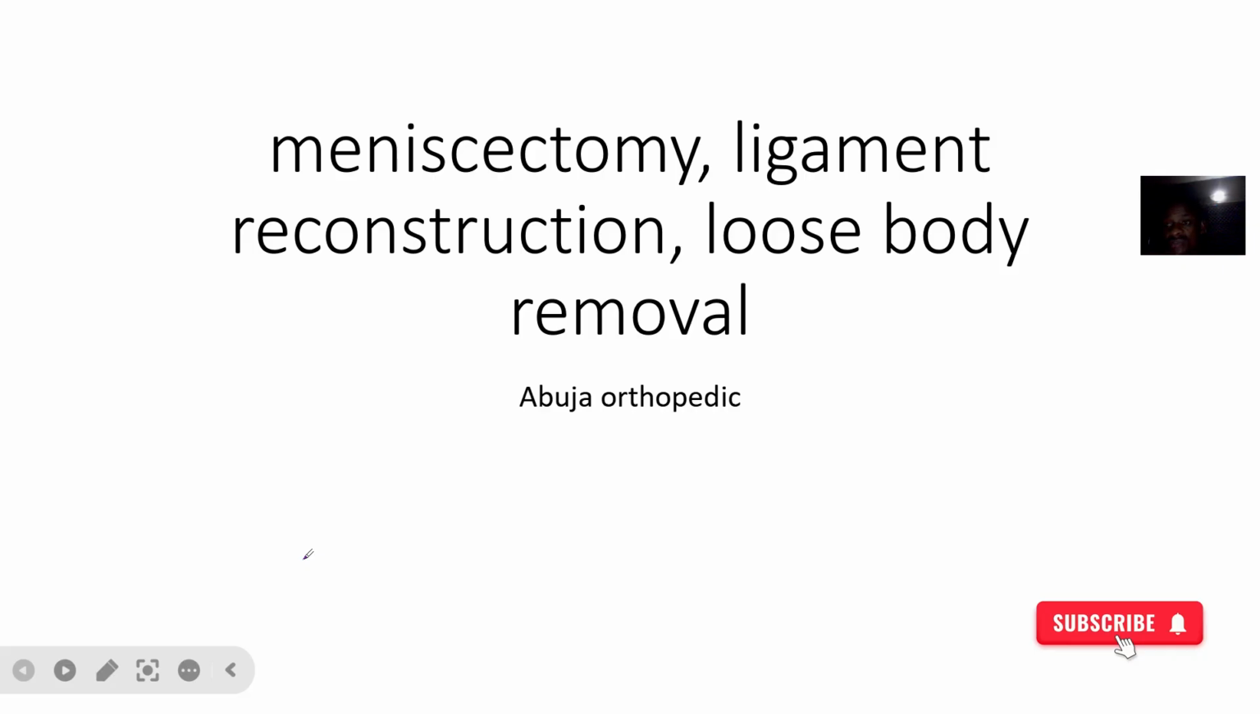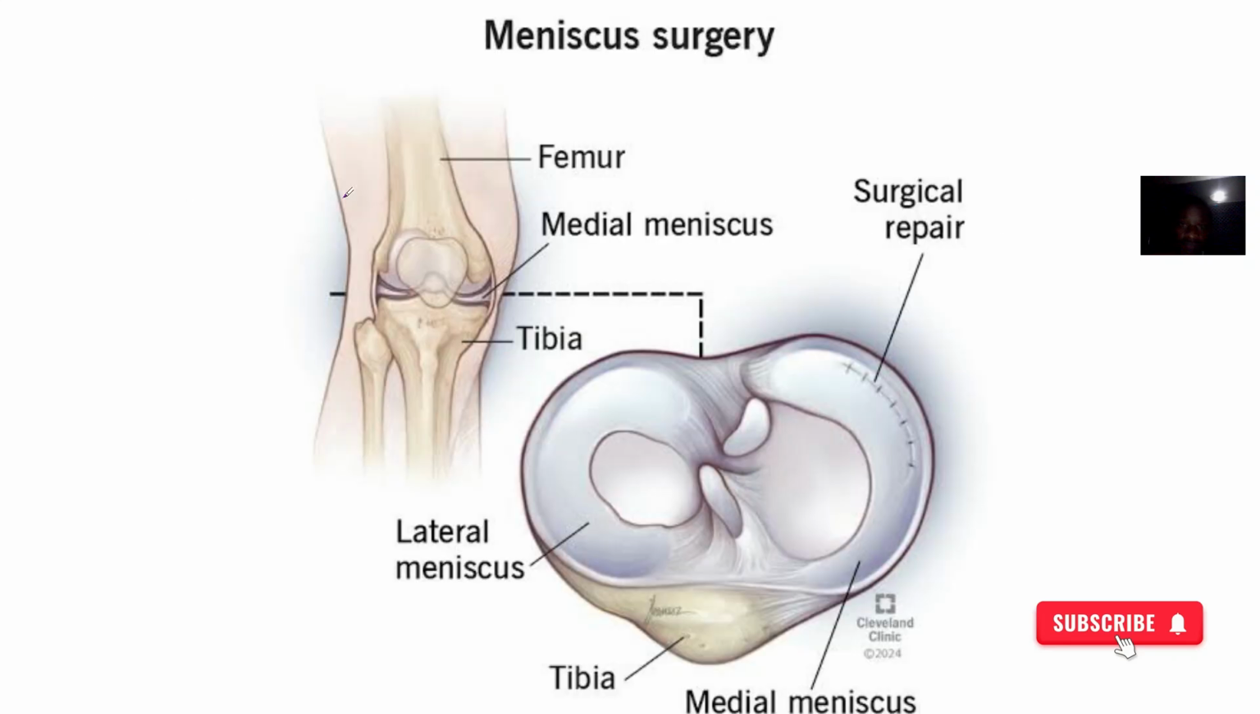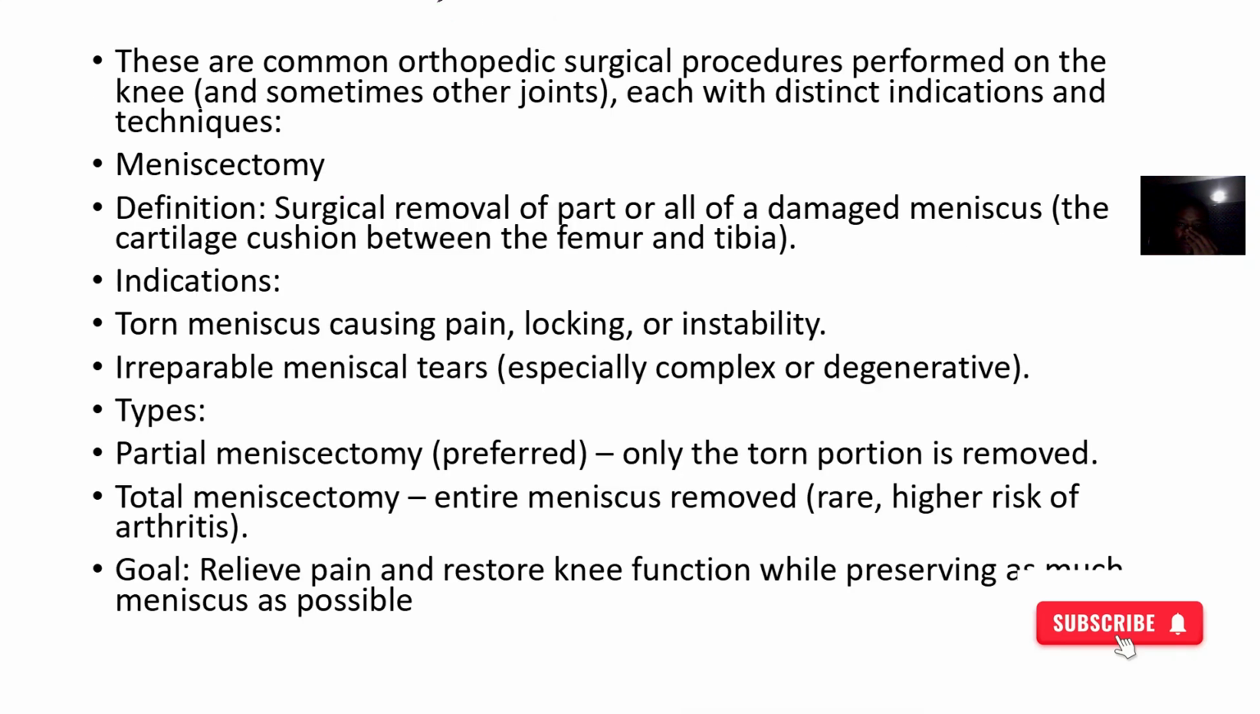Could be any joint, okay, but meniscectomy is mainly for the knee. So all of them, they're actually orthopedic procedures. They're usually performed to joints, but we'll always talk about knee and sometimes other joints. Okay, so most of the times when I'm talking about knee joint injury, they usually use the knee. Do you understand? So what is meniscectomy?